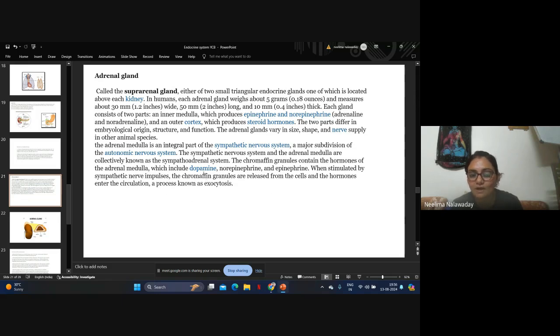Dopamine is also part of this system. Some amount of dopamine is secreted by the adrenal medulla, and some in the basal ganglia. Dopamine is the reward hormone, for goal setting and goal achieving; for that we need dopamine. Norepinephrine and epinephrine, when stimulated by a sympathetic nerve impulse, enter into circulation, and the process is known as exocytosis. No need to memorize this, just the names of the hormones. That is important.